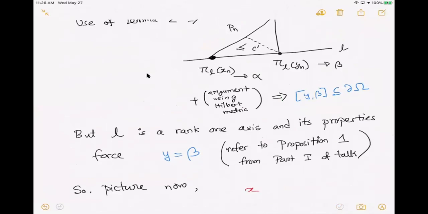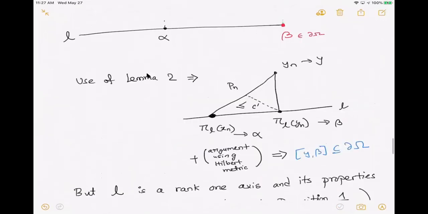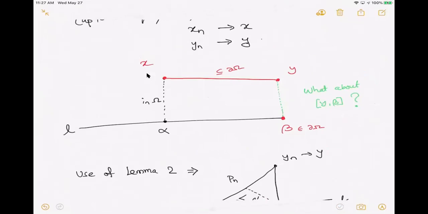However, that leads to a problem because L is a rank 1 axis. And now if you recall the properties of the rank 1 axis that we had set up in proposition 1, then one of the conditions prevented this from happening. Namely, if L is a rank 1 axis, we cannot have a line in the boundary of omega that starts at an endpoint of a rank 1 axis. So the line segment joining y and beta in the boundary must be degenerate. Hence, this forces y to be equal to beta. So in this picture, y and beta collapse.